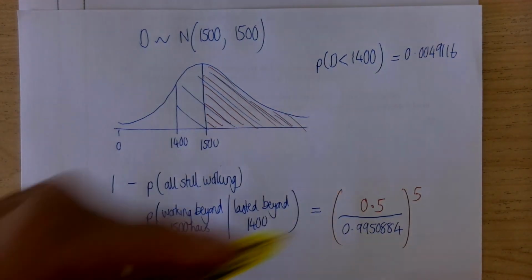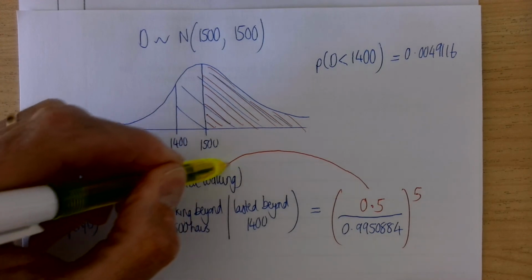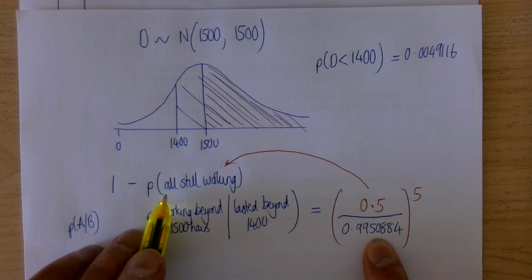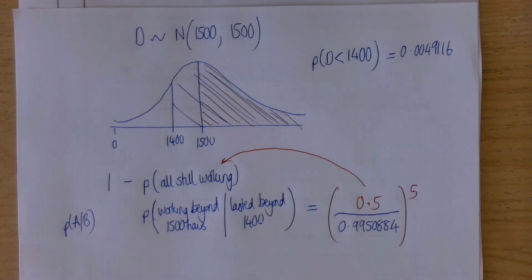So my final answer is 1 minus this to the power of 5. This to the power of 5 is the probability that they are all still working at 1500 hours, given that they'd all lasted 1400 hours. 1 minus that is the probability that they are not all still working. It might be 1, it might be 2, it might be 3, it might be 4 have failed, but that gives us the answer to that question.